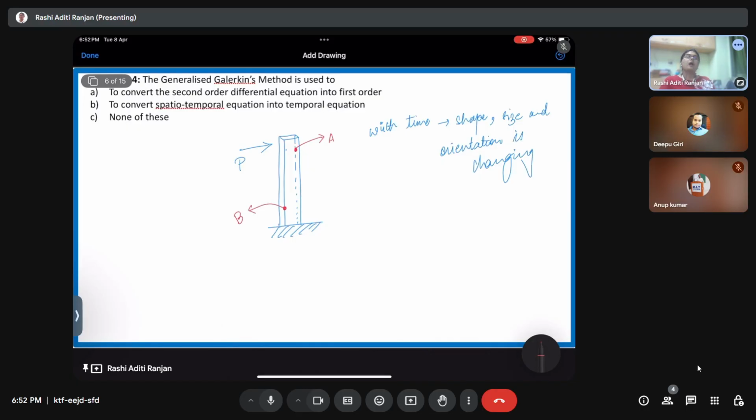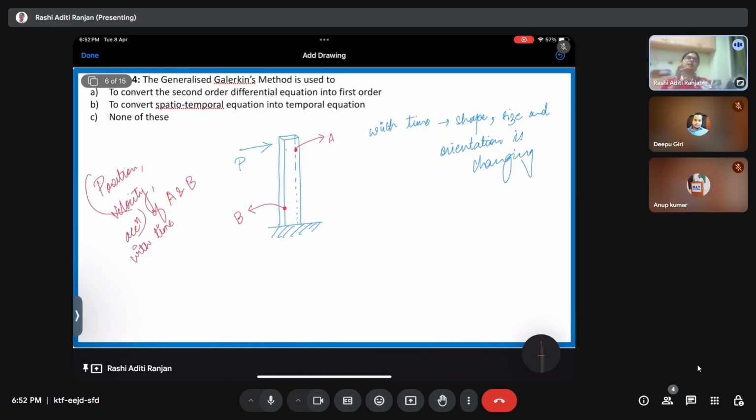Okay. Now I want to know what are the position, velocity, acceleration of A and B with time. Okay.